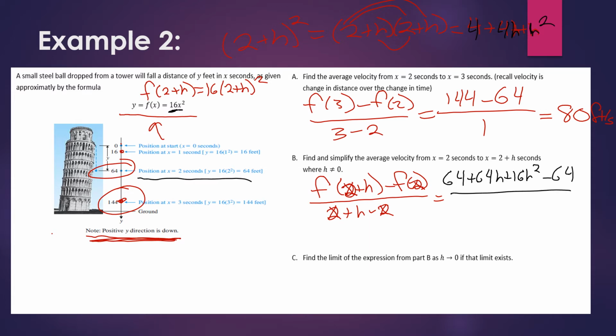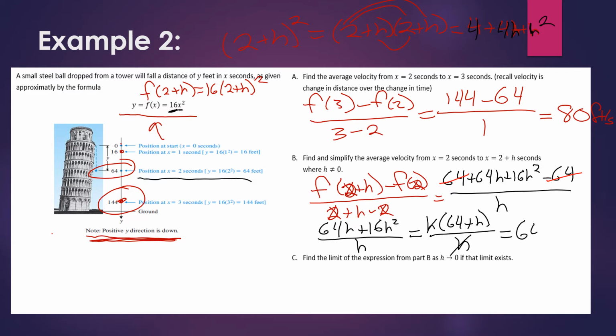And in the denominator, we have 2 plus h minus 2, so we just have an h. In the numerator, 64 minus 64, those should go away. So this is going to clean up to be 64h plus 16h squared, all over h. Now, one of these h's can come out. This is really h times 64 plus 16h, over h, so our h's cancel. So we're going to get 64 plus 16h.